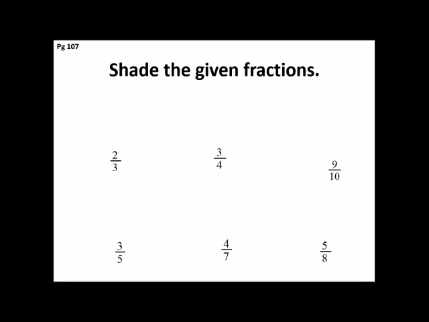Read question number 2 of page number 107. Shade the given fractions. In part A, a triangle is divided into 3 equal parts. Out of 3 parts, 2 parts are colored like this. In B part, a semicircle is divided into 4 equal parts. Out of 4 parts, 3 parts are colored like this.